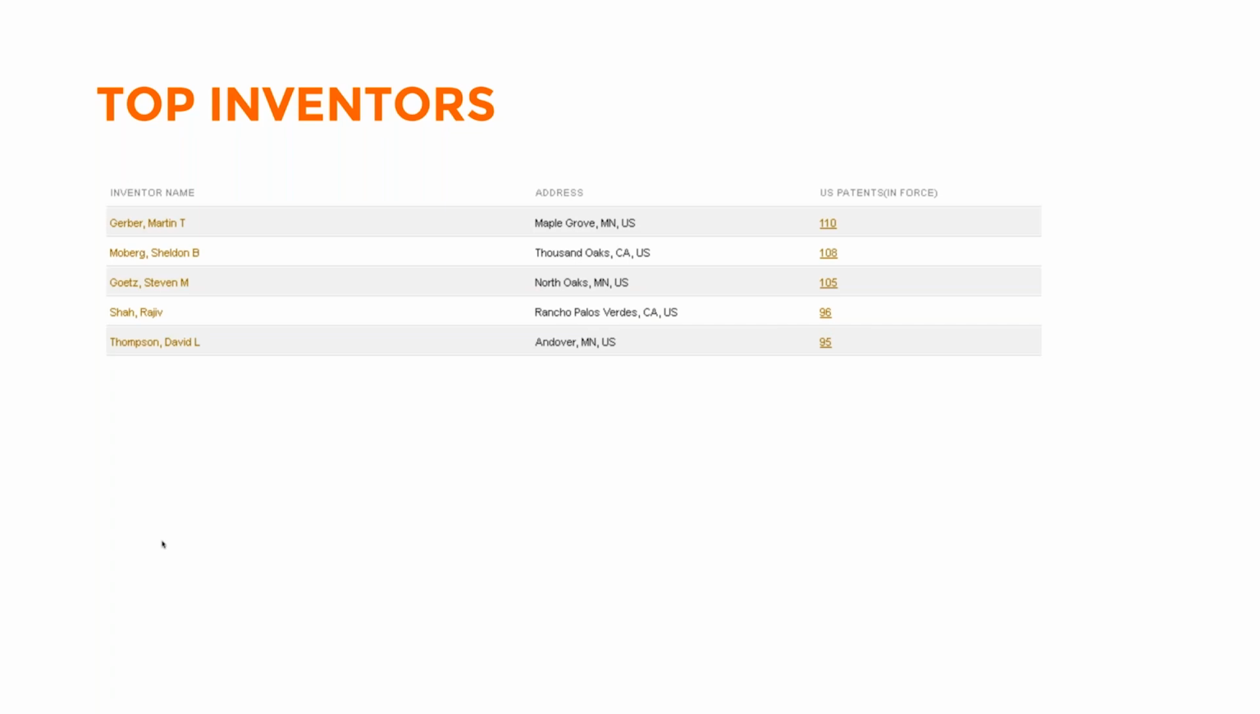Now, inventor pivots are also very interesting because you can also see company movement. So, for instance, Martin T. Gerber has moved on to a different company since being the top inventor for Medtronic, and we know this because when we look at his data specifically, his most recent patent filings are with a different company.